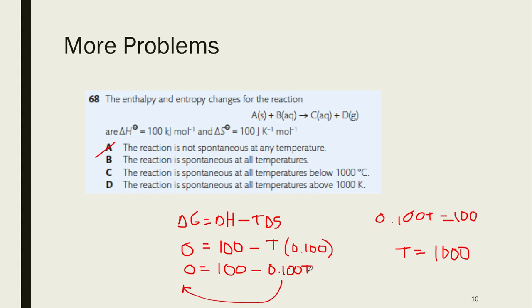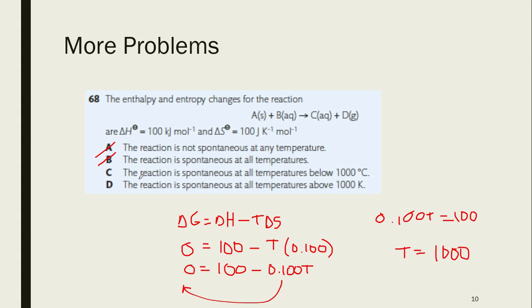The reaction is spontaneous at all temperatures. Okay, well, we said if temperature was high, then delta G is going to be negative. But what if the temperature was low? If it was like 0 or a really small number, then when you do 100 minus a really small number, delta H is still going to be positive. So delta G is going to be positive, which would be not spontaneous. B is out.